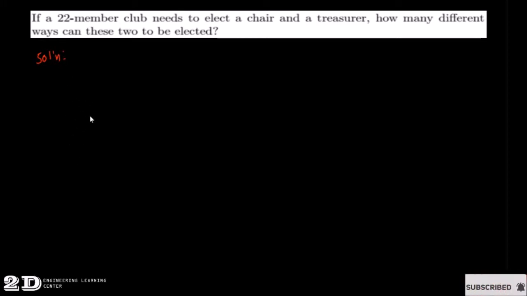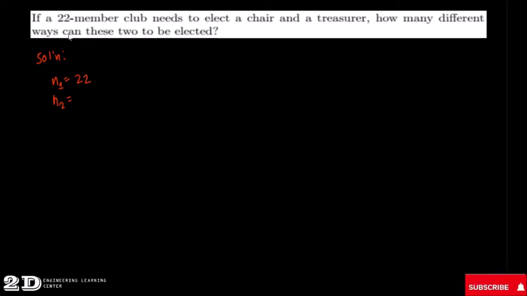So our first position to be elected is the chairman. So that will be our n sub 1. So for the chairman, how many members could we elect? So we have 22 members. So that will be 22 ways. Now the second position will be for the position of treasurer, and how many members could we elect, or could we nominate? So that is the correct term. Could we nominate for that position?